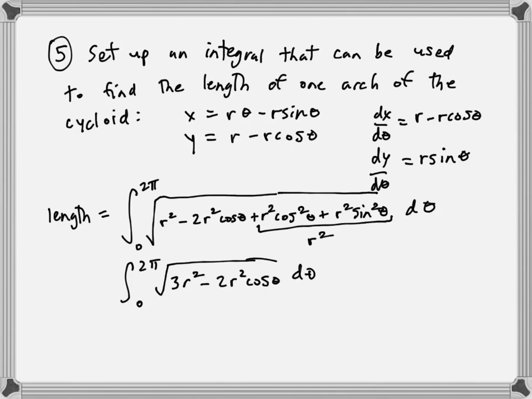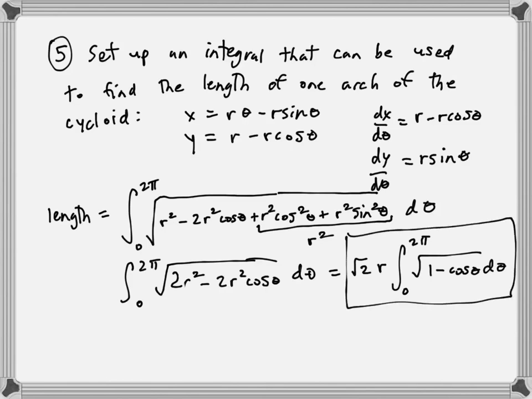Oh, sorry, I don't know why I put a 3 here. That's 2, isn't it? Yeah. There we go. That's better. And I know I can pull out a root 2 and I can pull out an r squared. And so really, here's what we get. Because I pulled out a root 2r, and I'm left with just 1 minus cosine theta. And I will leave it like that. I just wanted to set the integral up, okay?